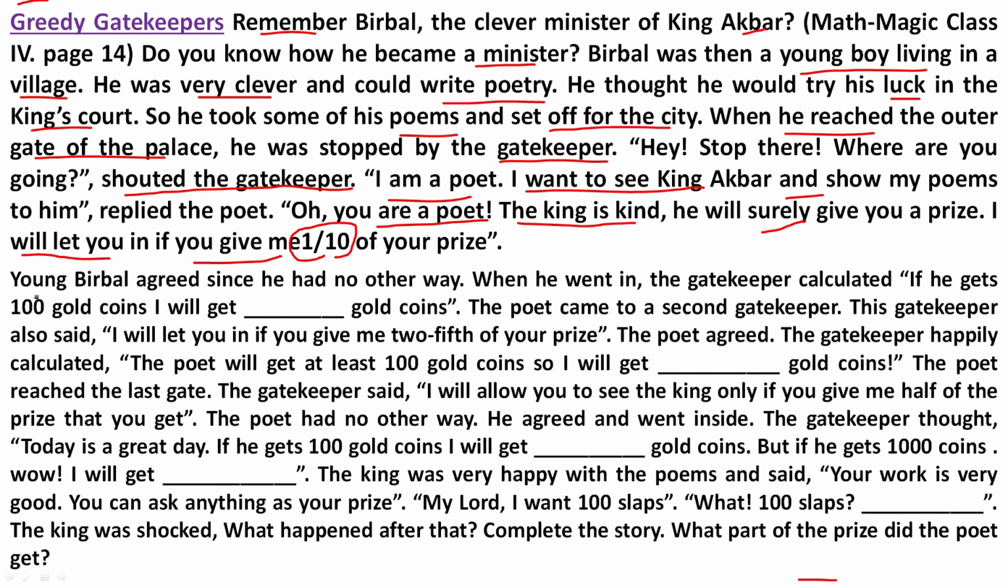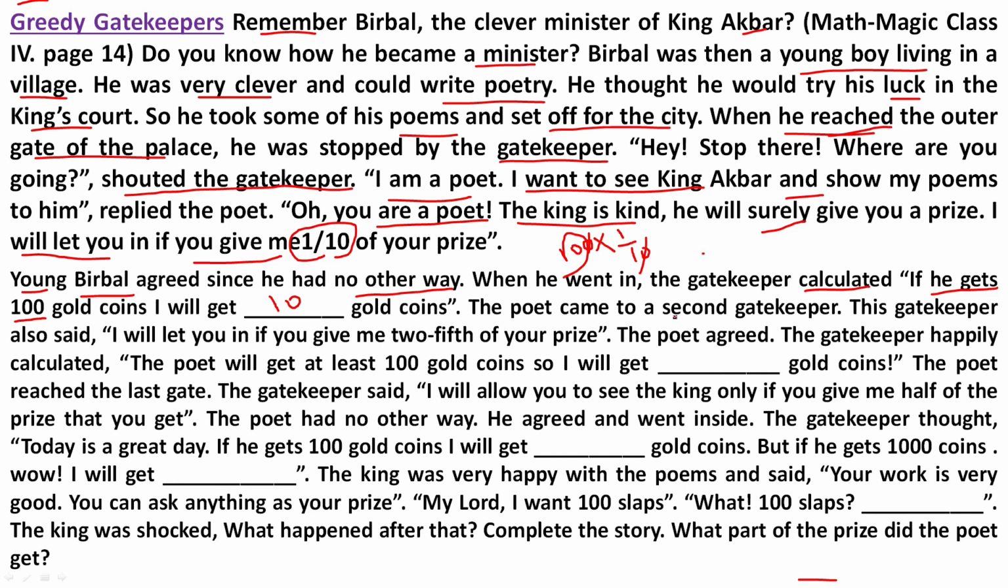Young Birbal agreed since he had no other option, no other way. When he went in, the gatekeeper calculated: if he gets 100 coins, the first gatekeeper will get 1/10 of 100, that is equal to 10. So the gold coins I will get definitely is 10 gold coins.